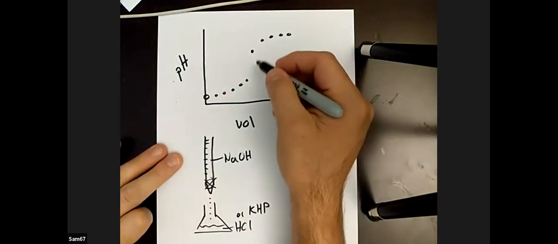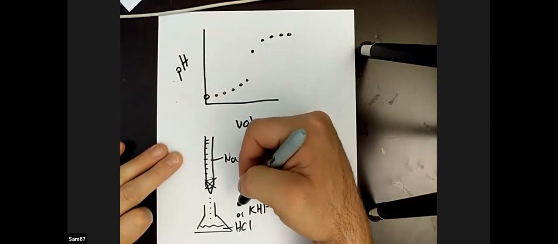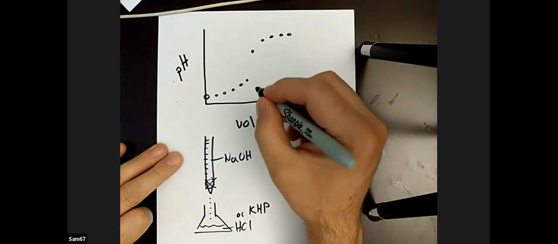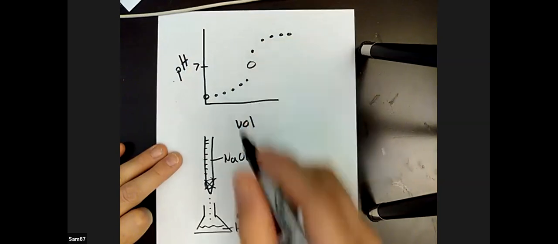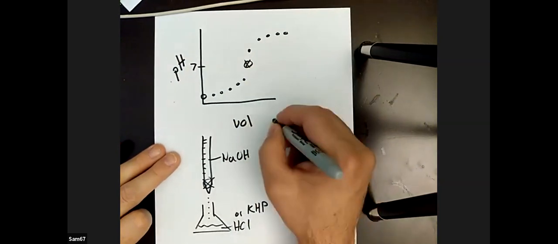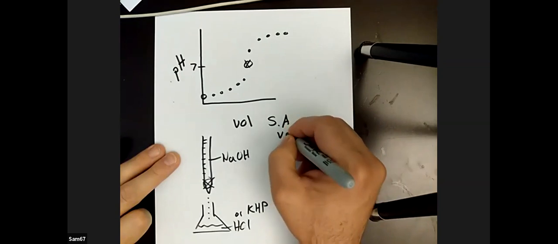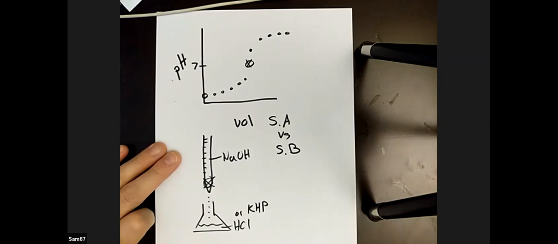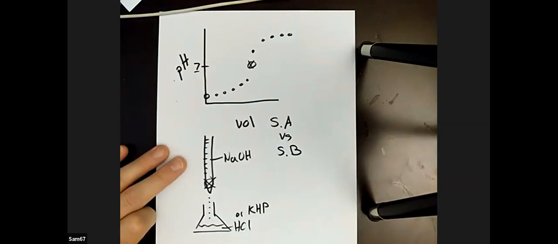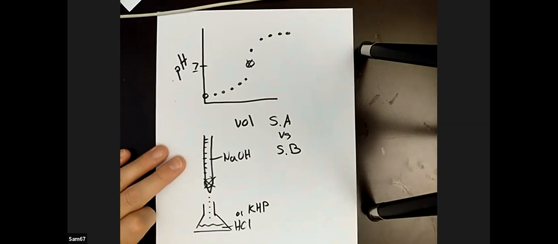Now, this particular titration that we're operating off of is called a strong acid, strong base titration. In a strong acid, strong base titration, the endpoint is usually at a pH of 7, because we are making a salt and water, and our salt is neutral.